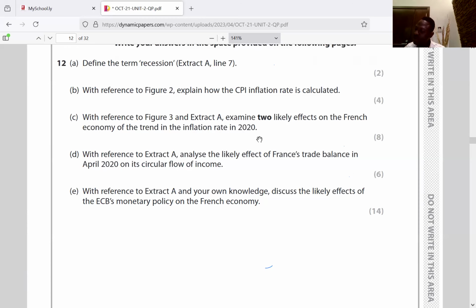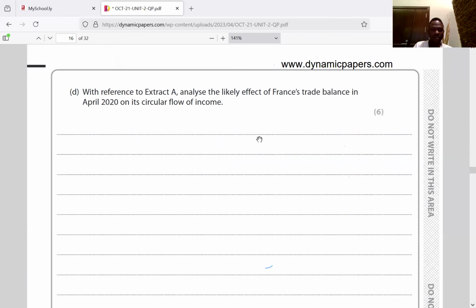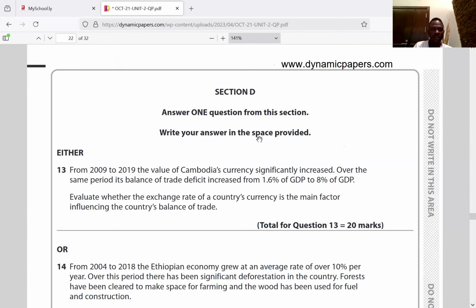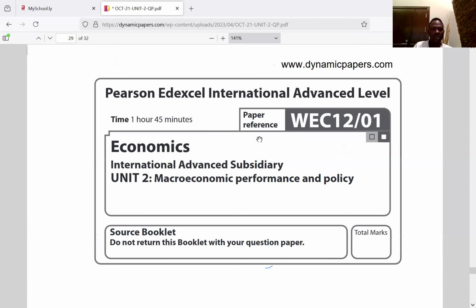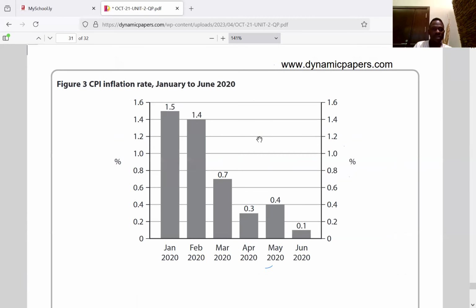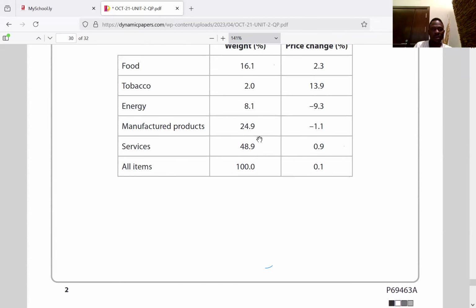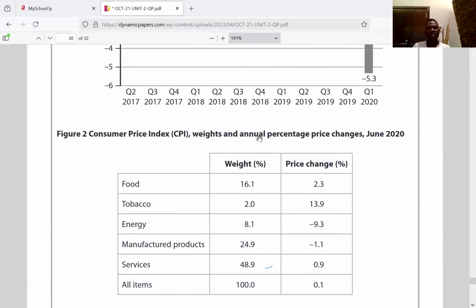Also, with reference to figure 2, services have the highest weight. Let me just go back to figure 2 so that we can see it. Yeah, with figure 2, here we have it. The consumer price index is here, and the weight and annual percentage price are there. So the service sector had the highest weighted average, which is 48.9, already here in the case study.